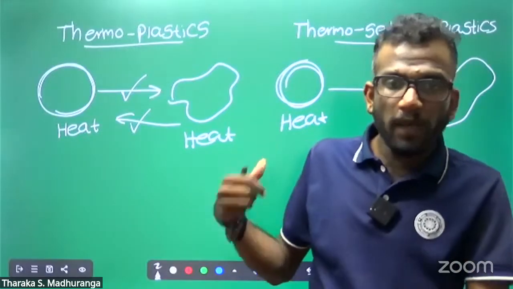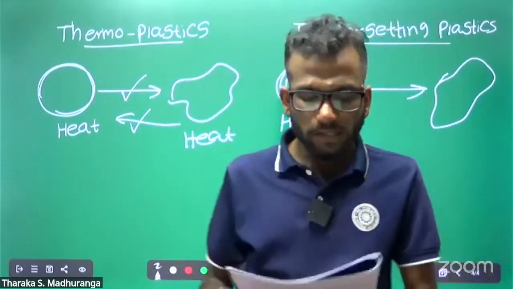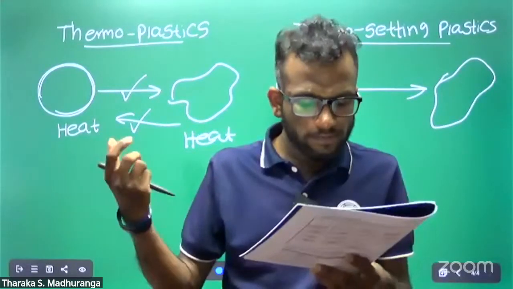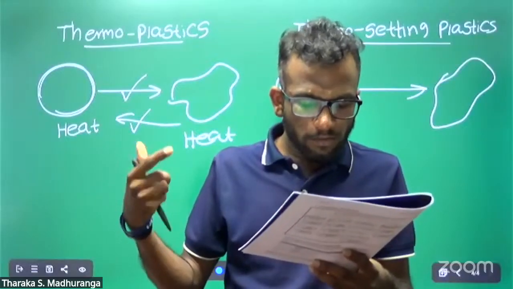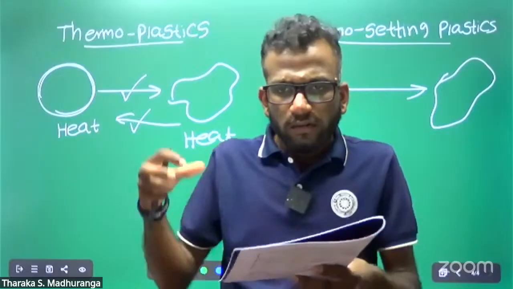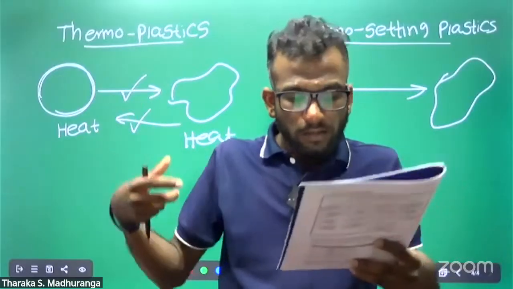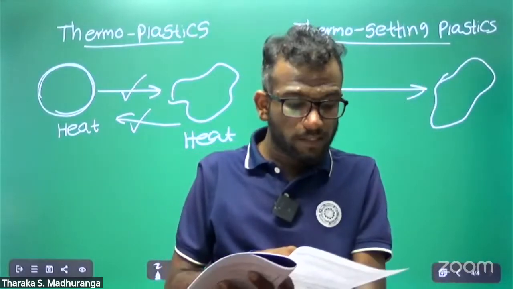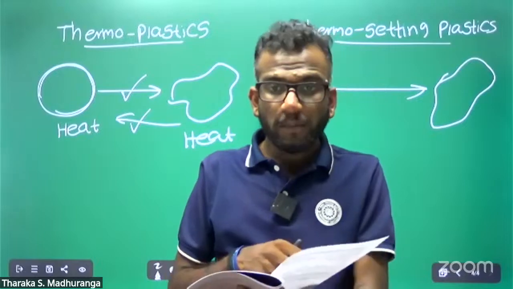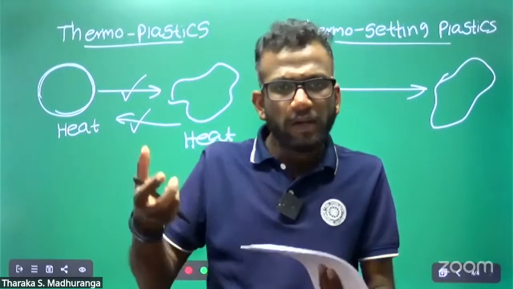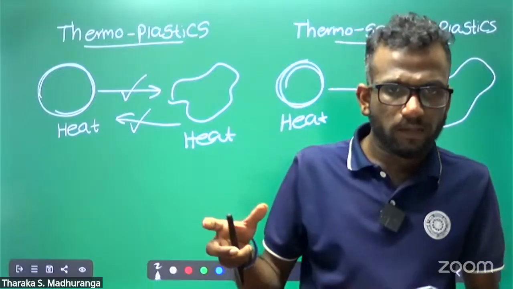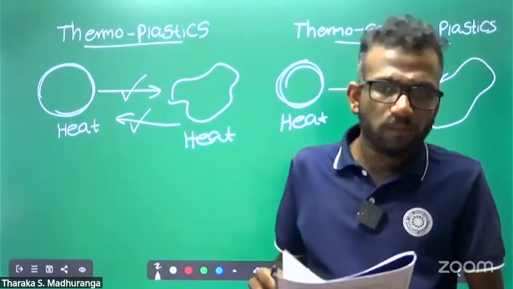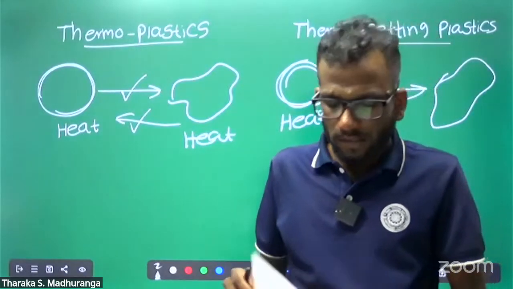In thermoplastic, you can read the note. Normally, thermoplastics are soft polymers. You can see polystyrene, Teflon, nylon, a little bit soft. But thermosetting plastics are very hard polymers. Bakelite, vulcanized rubber are also thermosetting plastics. Normal rubber is a thermoplastic. I think now you can understand. Normal rubber is a thermoplastic. Vulcanized rubber is a thermosetting plastic.